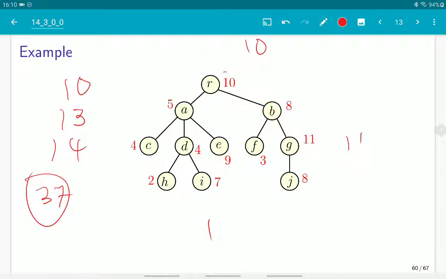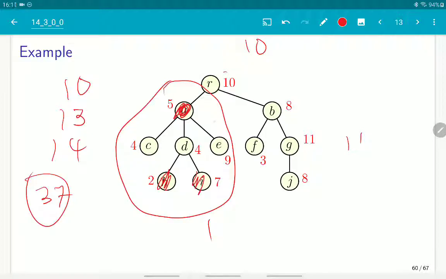Okay, now let's consider the solution where we decide not to take the root. So we have to solve the problem recursively here. Well, solving recursively here, we can either take the root of the subtree. If we decide to take the root of the subtree, then all we can do is take those two. So this is 9 plus 5. 9 plus 5 is 14. Right, this is one option.